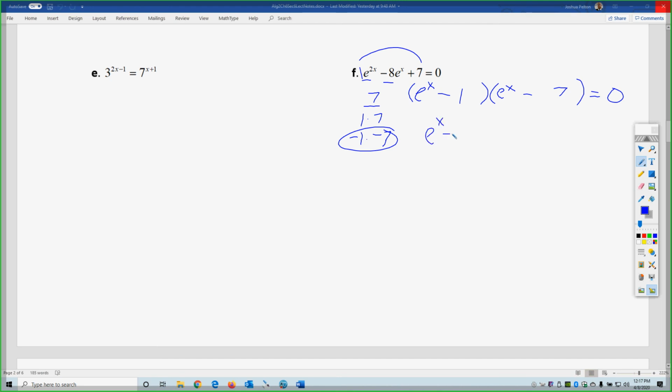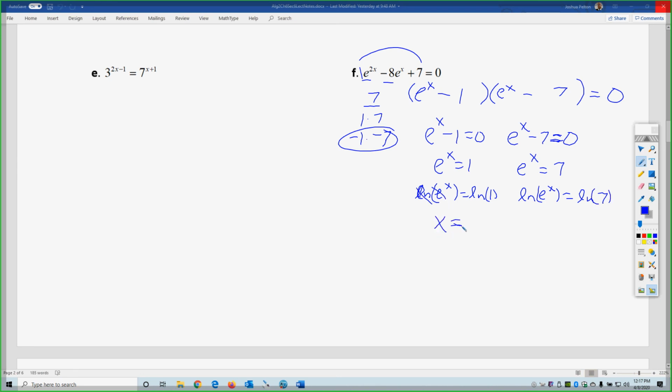So e to the x minus 1 equals 0, and e to the x minus 7 equals 0, using the zero product property of equality. So we'll add 1, e to the x equals 1, and e to the x equals 7. Natural log both sides. So that'll cancel, leave me with x equals the natural log of 1, or log of any 1 is 0, and x equals the natural log of 7.